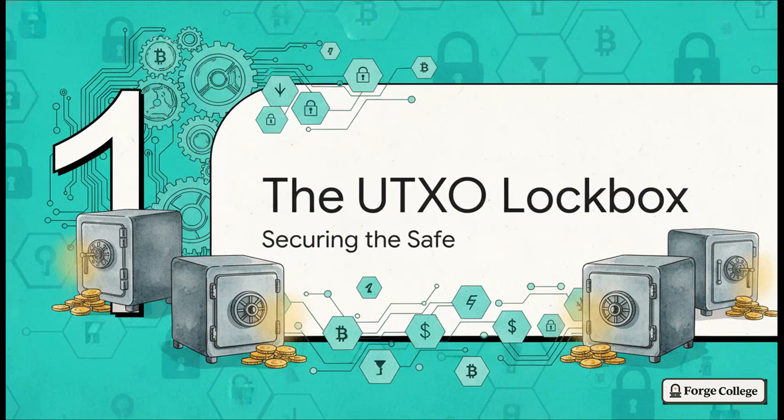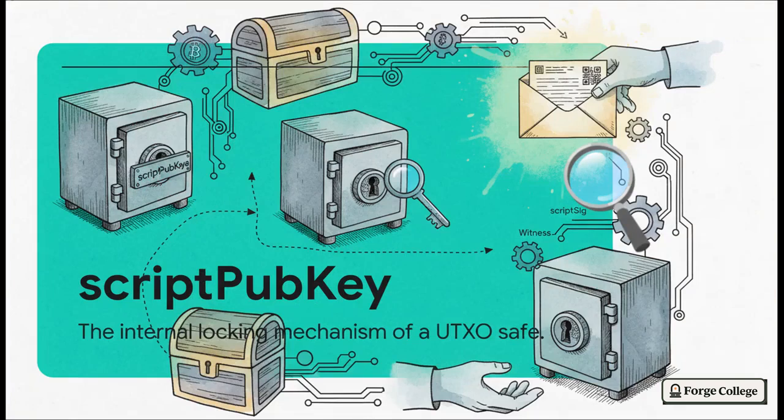Section 1. The UTXO lockbox. Securing the safe. All right, think back to our last lesson on transaction inputs and outputs. You'll remember that every single UTXO is basically a securely locked safe, right? And it contains a specific amount of Bitcoin. But here's the thing, a safe is totally useless without a locking mechanism. An address is really just a highly specific human-friendly label printed right on the outside of that safe. It tells everyone exactly how it's secured.